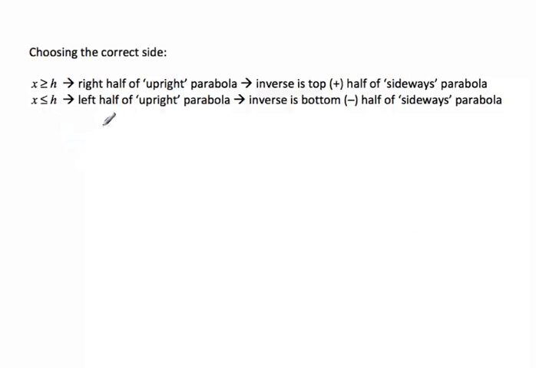As a general rule then, if you keep the right half of the upright parabola by restricting the domain to x is greater than or equal to h, where h is the x value of the vertex, then keeping the right half of the upright parabola keeps the top half of the sideways parabola. And if you restrict the domain of the original so that x is less than or equal to the x value of the vertex, you're keeping the left half of the upright parabola. That's going to keep the bottom half of the sideways parabola.